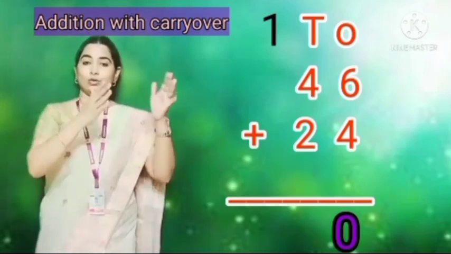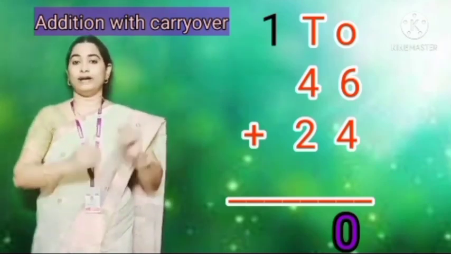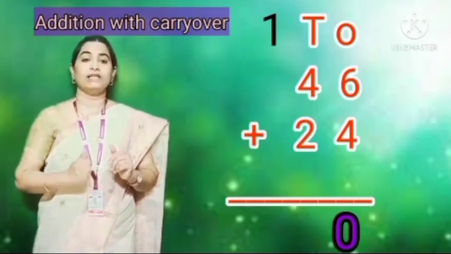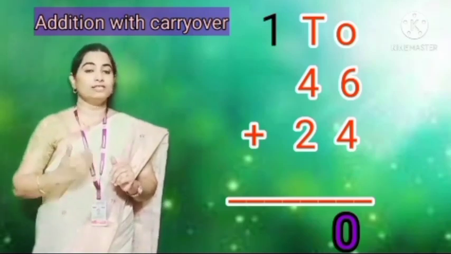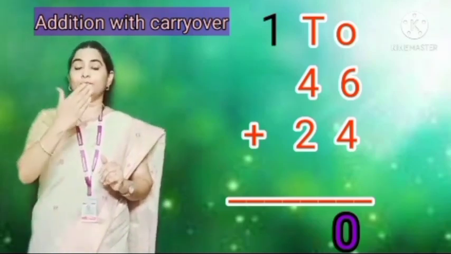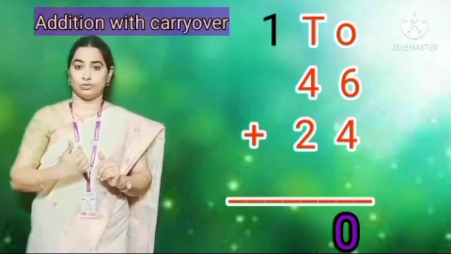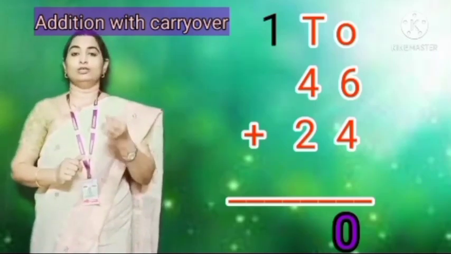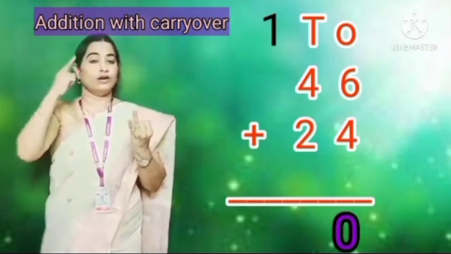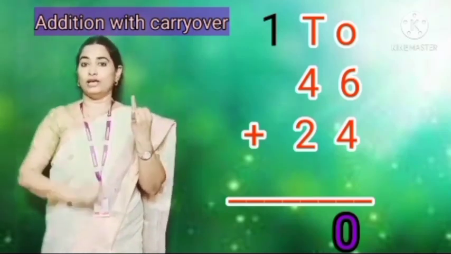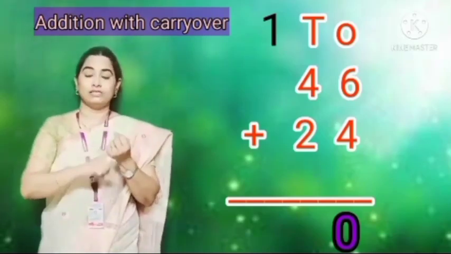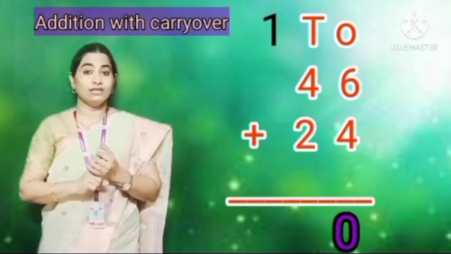Now we have to add the tens place. So what is the number given in the tens place? It's 4 plus 2. How will we add 4 plus 2? 4 in the mind, 2 in the fingers. After 4, 5, 6. We are getting 6.